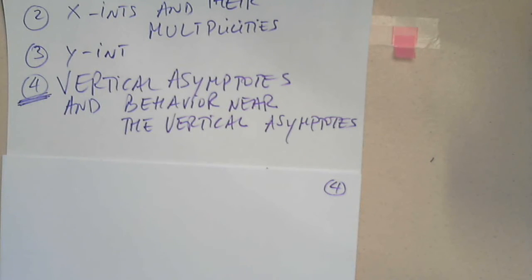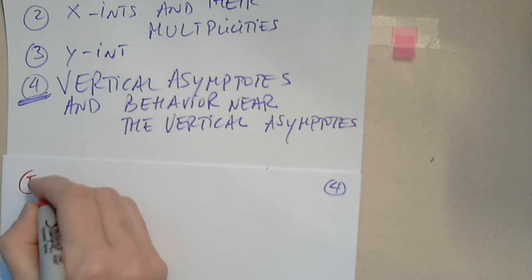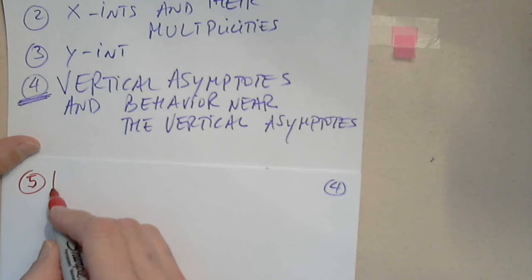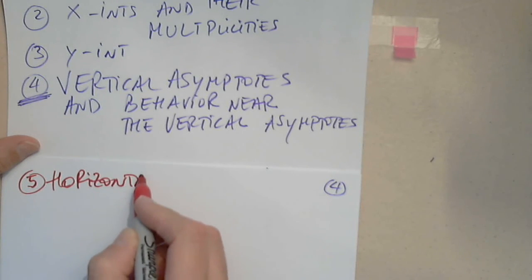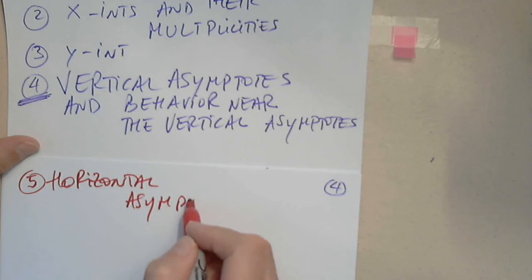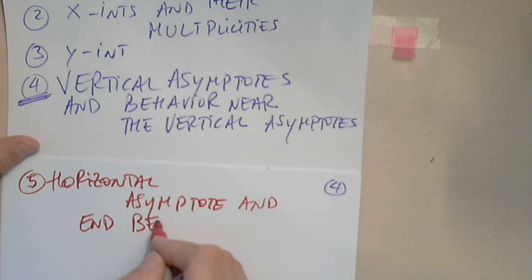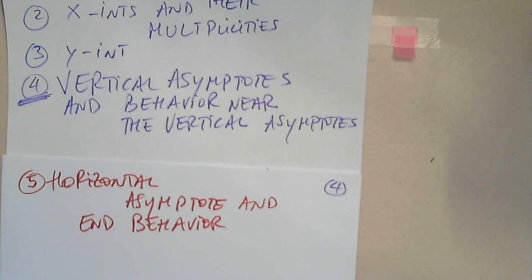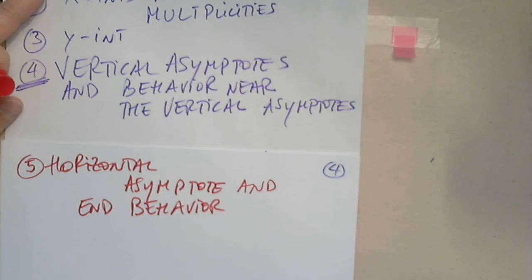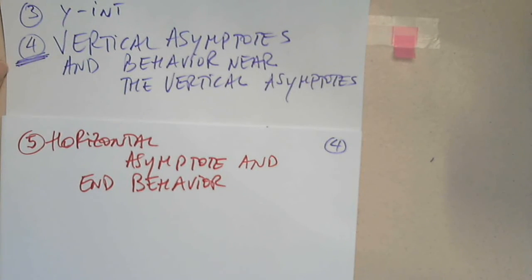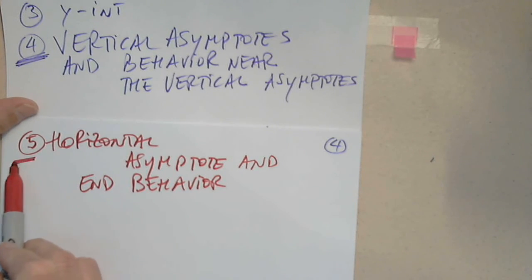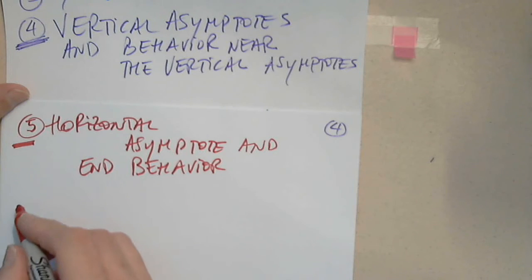As you would probably expect, it will take us 20 minutes to graph the first function and then 4 minutes or 2 minutes to graph the next one. But the first one needs a lot of explanation. Number 5, horizontal asymptote and end behavior. Horizontal asymptote and end behavior. This is totally new. From here on, everything is known.